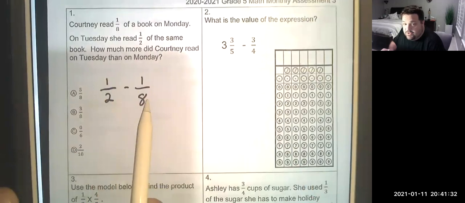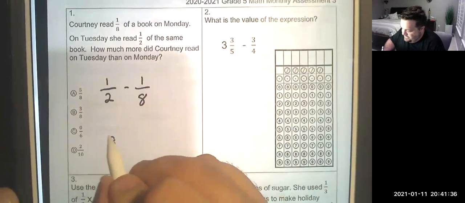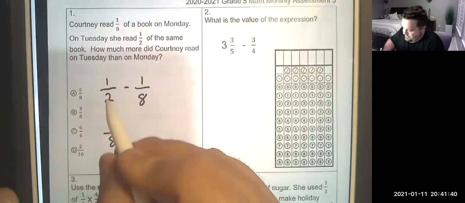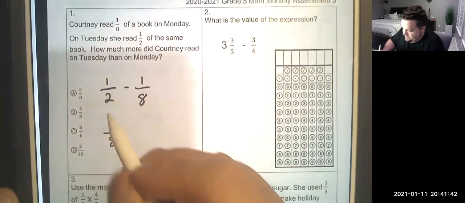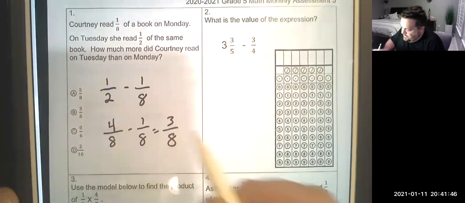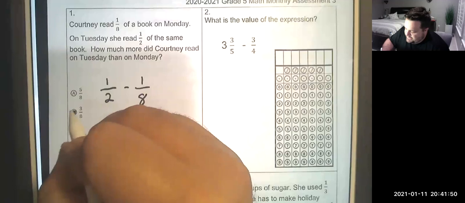So you have to subtract what she read on Monday, right? You've got to find your common denominator, which is 8. Multiply that by the 1. 2 goes into the 8 4 times, so 4 over 8. Subtract the 1/8, and she read 3/8 more. That's your answer. That's how easy that one is.